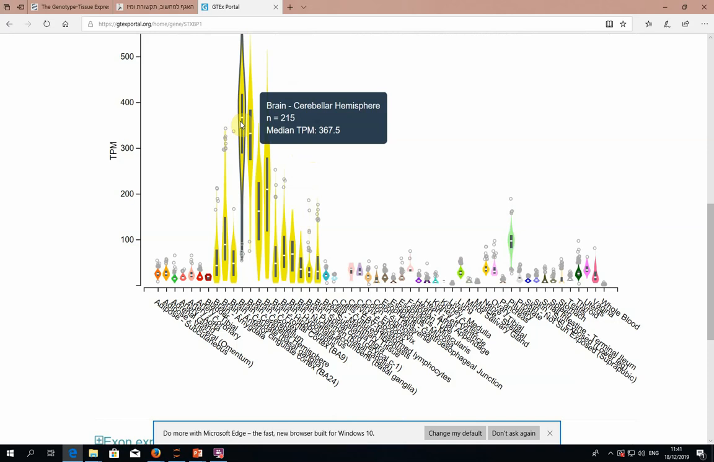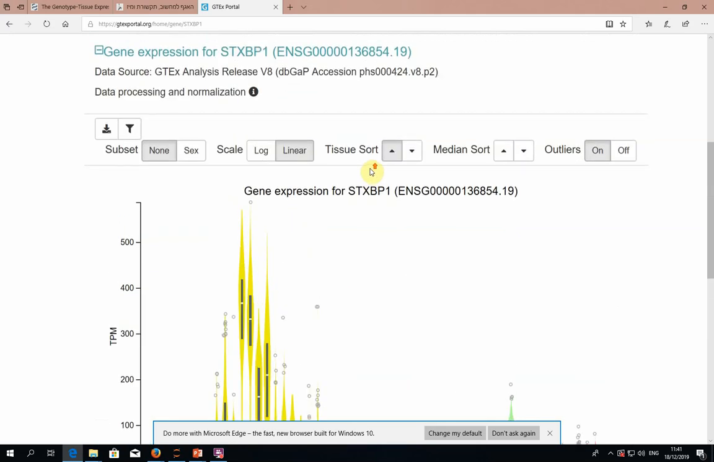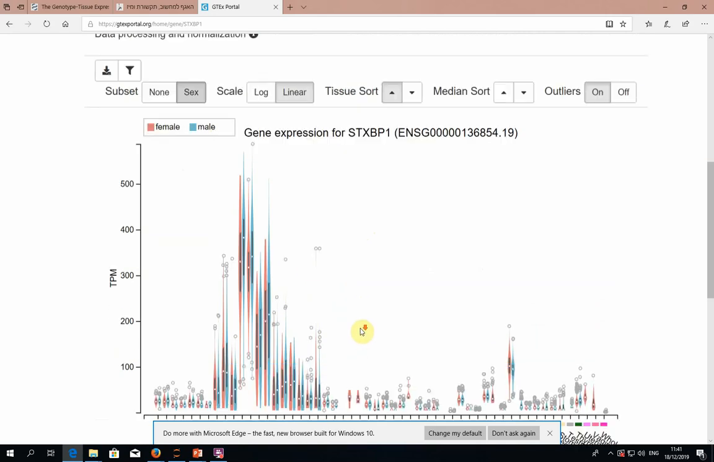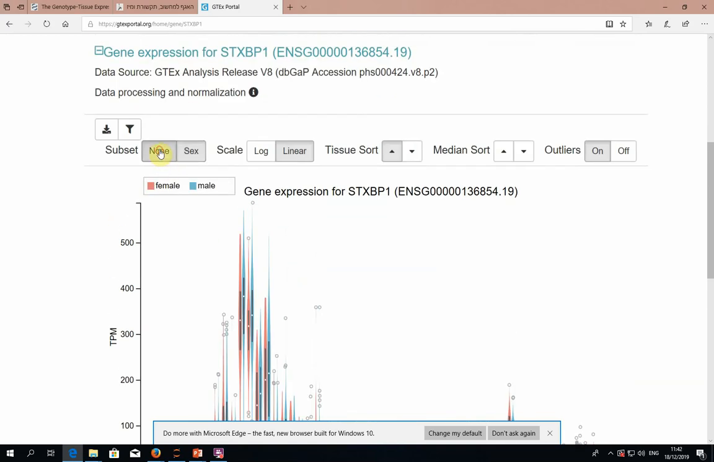For example, how many donors helped to get this plot, the average, the mean, and so on. Quite a lot of information. They did something nice in which you can look at, for example, a difference in sex, which is not always expected, but you learn a lot by looking at male and female separately. You can see that the expression is 300 here, but in male it is 380, which is quite an important difference. So this is one aspect which is kind of nice.